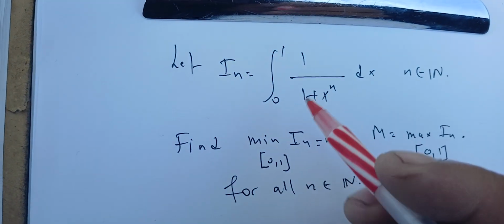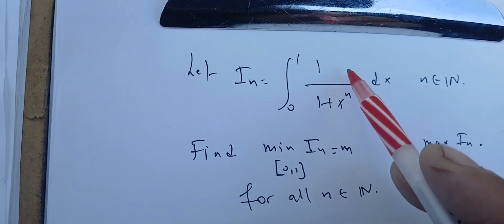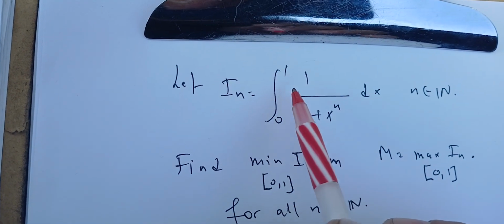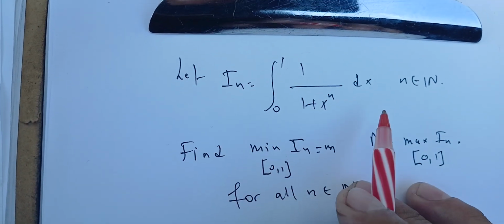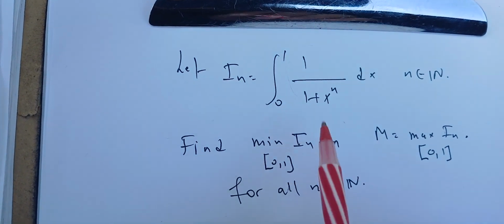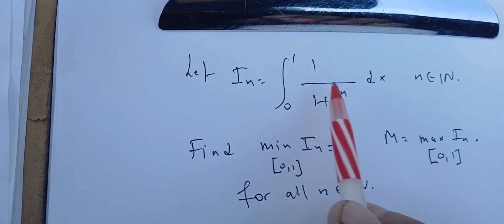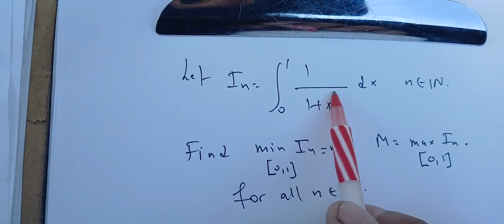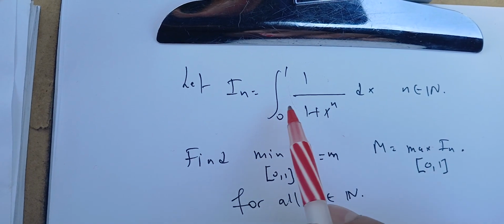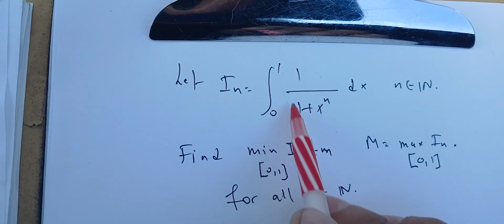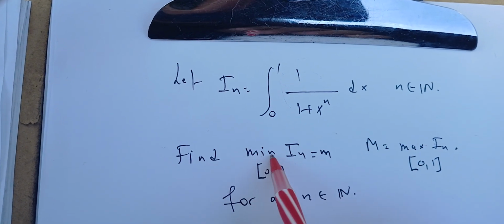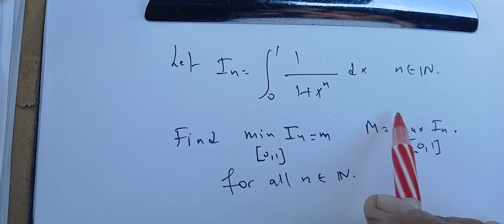In this video, we're going to work on an integral that depends on n. So every time we integrate, we have a different value that depends on n. But our aim in this case is to try to find the minimum of this integral on the interval [0, 1], and the maximum. Since our function is continuous on this interval [0, 1], and this interval is closed, we can find these points: the minimum and the maximum exist.